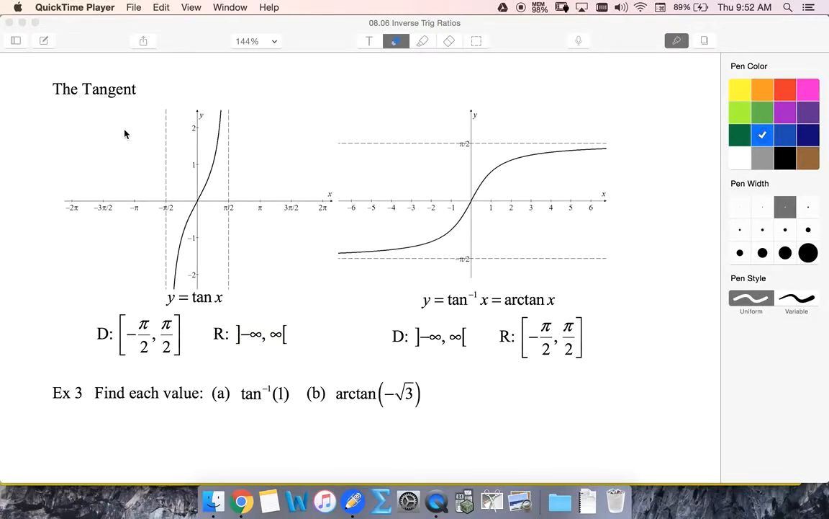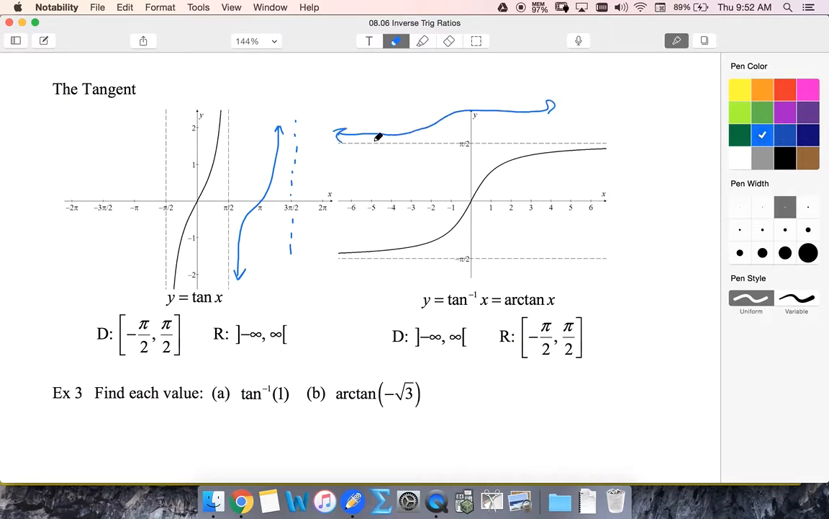Right, so now we're looking at the tangent graph and its inverse. So of course tangent keeps going. We would have more asymptotes over here. We'd have another tangent wave over here. But if we inversed that, then this, when we inverse it, would come up here. Something like this. And now we wouldn't have a function anymore.